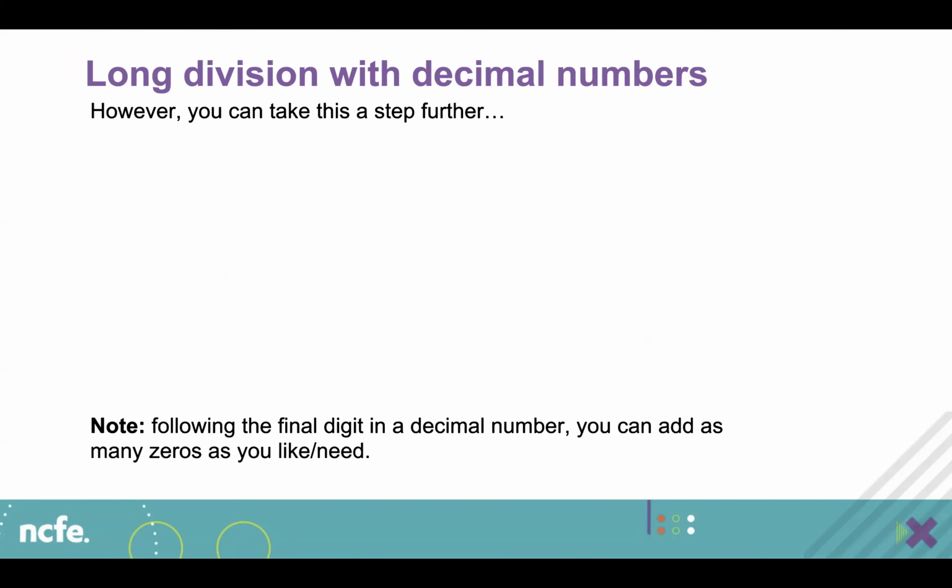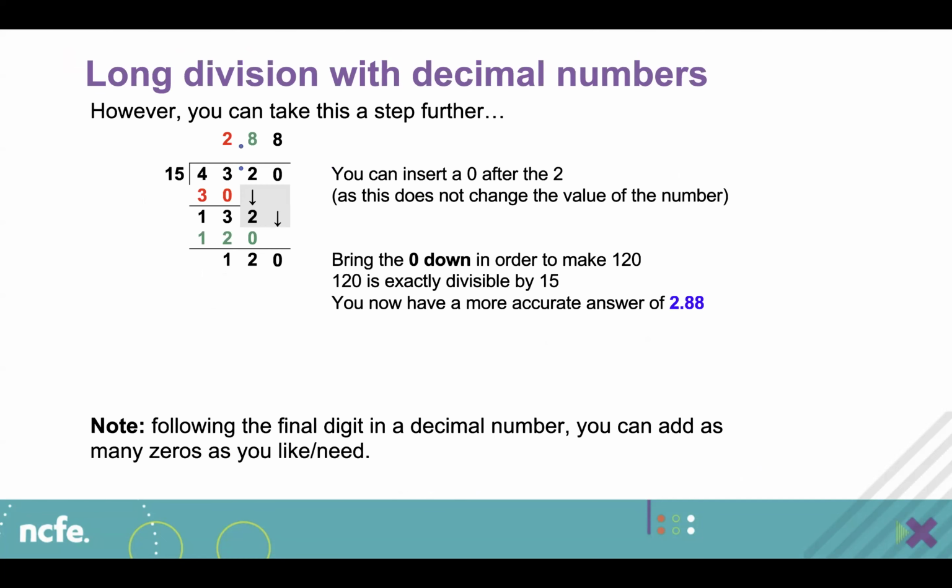Long division with decimal numbers. However, you can take this a step further. You can insert a zero after the two, as long as this does not change the value of the number. Bring down a zero in order to make 120. 120 is now exactly divisible by 15, so you have a more accurate answer of 2.88. Following the final digit in the decimal number, you can add as many zeros as you need or like.